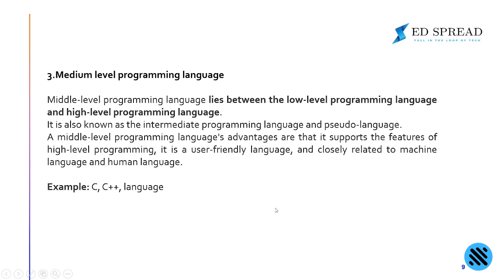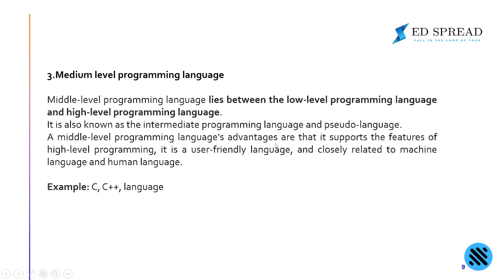So a middle level programming language lies between the low level programming language and the high level programming language. Okay, so it is not a low level programming language and it is not a high level programming language, right? It is also known as an intermediate programming language because it lies between high level and low level. So it is also known as pseudo language.